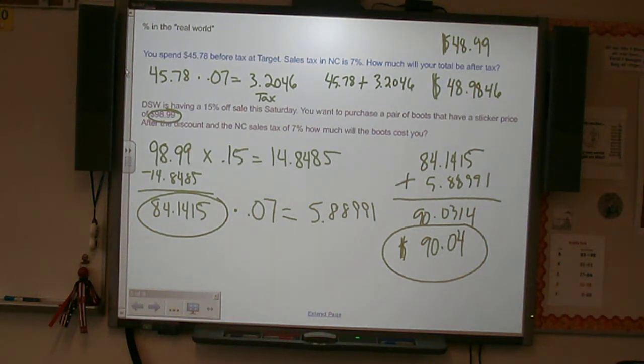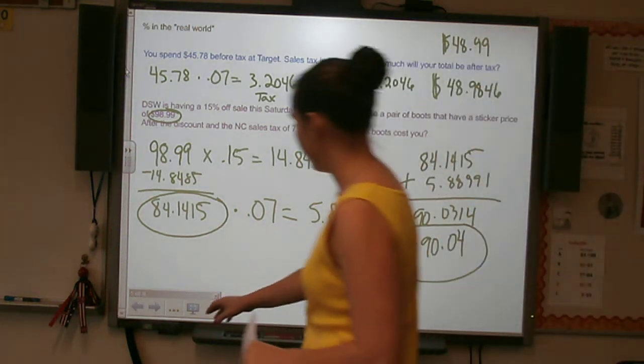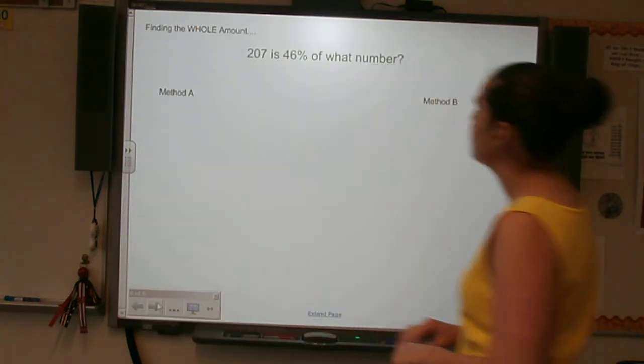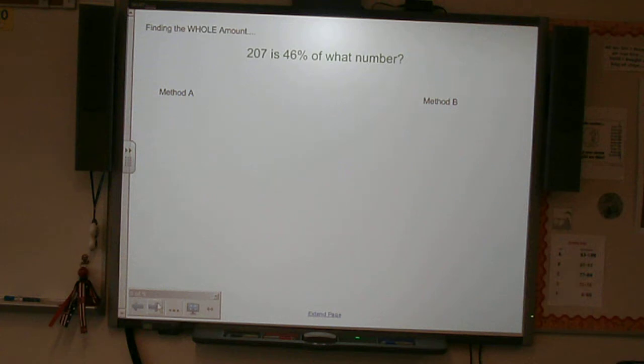This video is going to start part 2 of our supplemental material from January the 2nd on percents and proportions. So we ended with 2 real-world examples of taxes and discounts, and now we are going to move on. Still looking at method A and method B. Okay? Alright, so here's the question again.